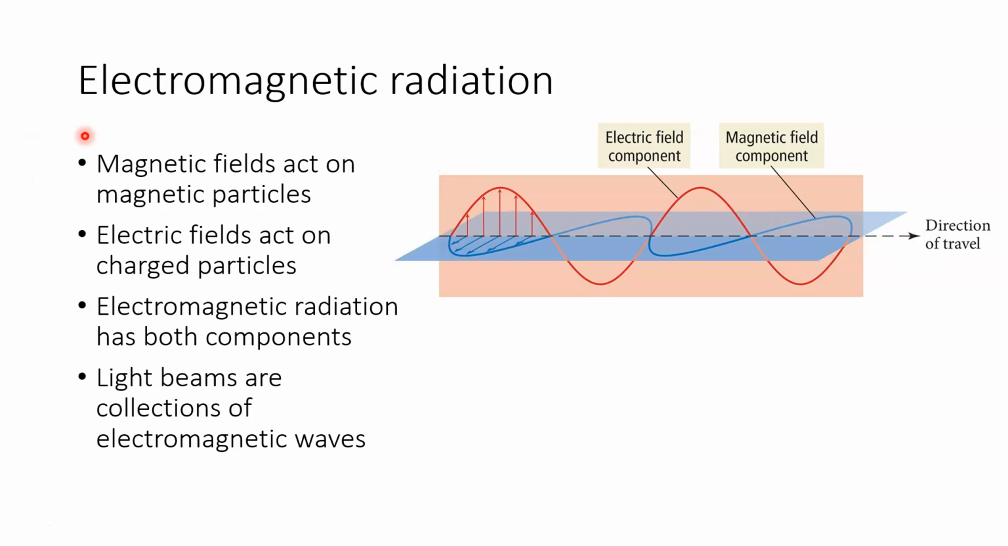The magnetic field acts on magnetic particles, and unfortunately the best definition that you're going to get at this stage of your education is it's a magnetic particle if it interacts with the magnetic field. I know that's a terrible definition, but just know that the magnetic field comes from charged particles that move, so it's the motion. The electric field is just the charge itself, so it just acts on the charge. And electromagnetic radiation has both components, hence why we call it electromagnetic. Light beams are collections of electromagnetic waves. And I'm going to go through the wave definition of light now.